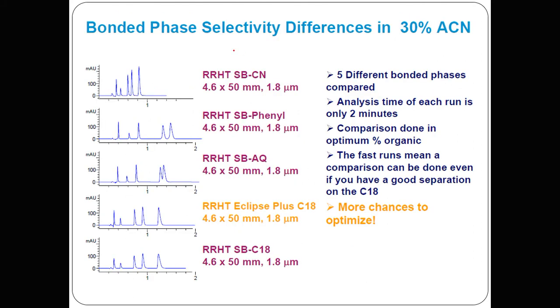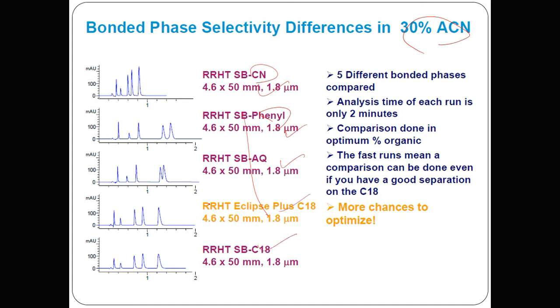You can see the bonded phase selectivity differences in 30% ACN, meaning acetonitrile. The mobile phase is 30% acetonitrile and 70% aqueous phase. Here I have given in the graph the RRHT SB-CN, 4.6 by 50 mm, 1.8 micron. And in the second graph, the RRHT HB phenyl. Here cyano columns, here phenyl. All the criteria are the same, but the variation is in cyano, phenyl, Eclipse Plus C18 and SB-C18.